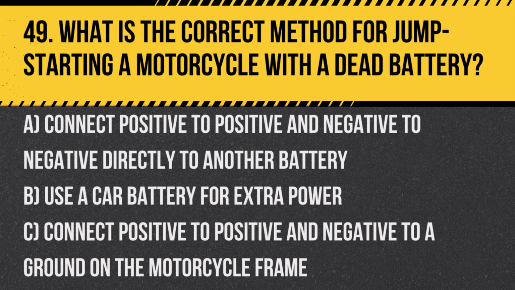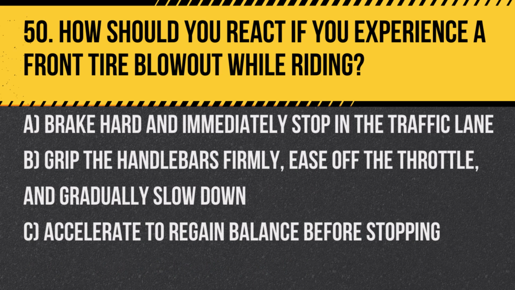A. Connect positive to positive and negative to negative directly to another battery. B. Use a car battery for extra power. C. Connect positive to positive and negative to a ground on the motorcycle frame. Answer: C. Connect positive to positive and negative to a ground on the motorcycle frame. This method avoids potential damage and sparks near the battery. Question 50. How should you react if you experience a front tire blowout while riding?